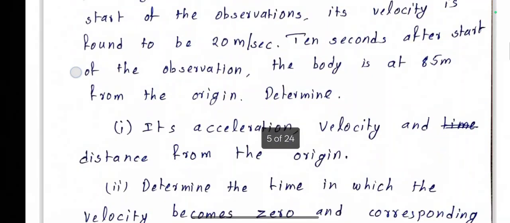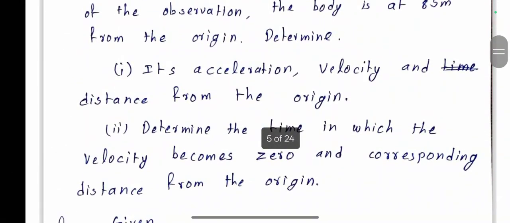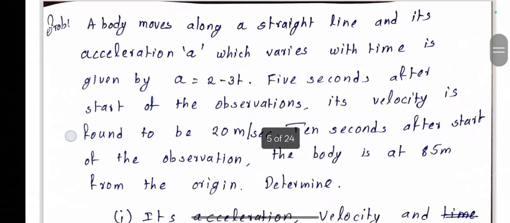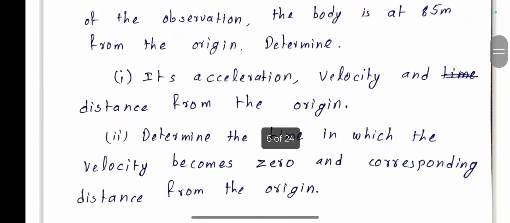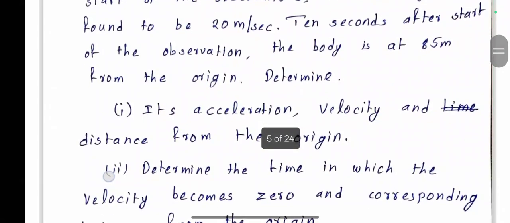Determine first, its acceleration, velocity and distance from the origin. Second, determine the time at which the velocity becomes 0 and the corresponding distance from the origin. Okay, let us see the given data. They have given the equation a is equal to 2 minus 3t. At time t is equal to 5 seconds, v is equal to 20 meters per second. At time t is equal to 10 seconds, s is equal to 85 meters.